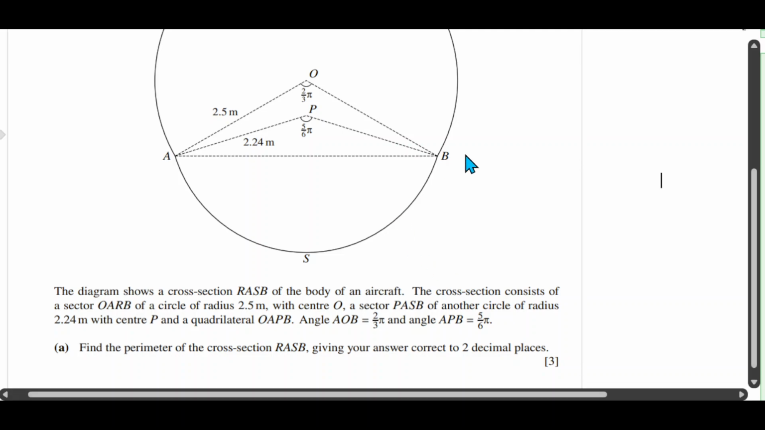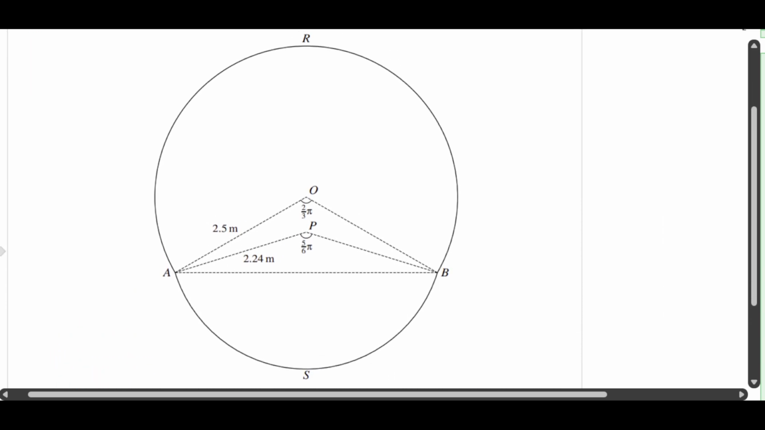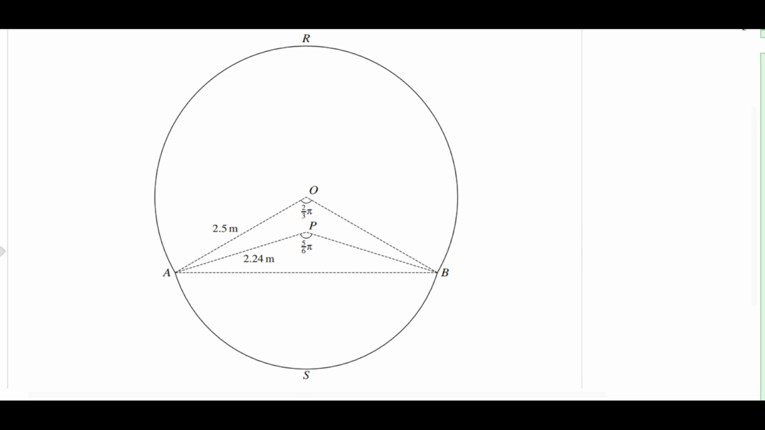Okay, now see this particular question. First look at the diagram. We have two circular parts. One is a sector OARB and another is a sector OASB, with one angle 2 by 3 pi, another angle 5 by 6 pi, one radius 2.5, another 2.24.